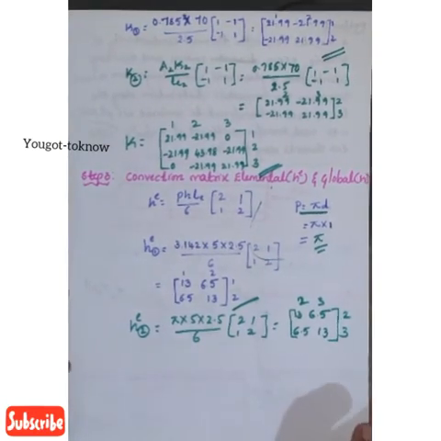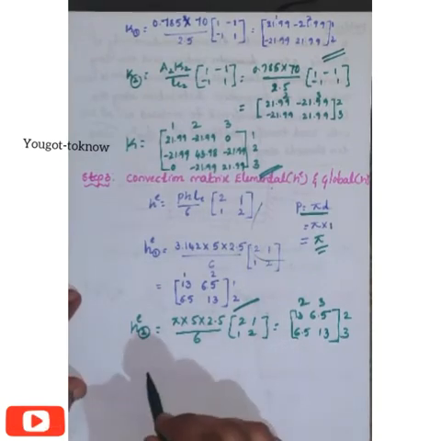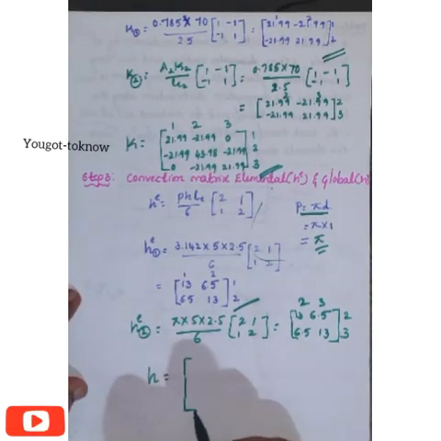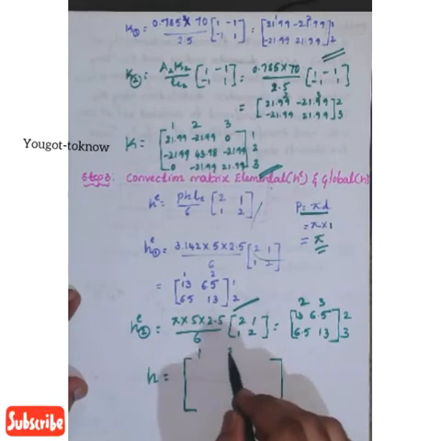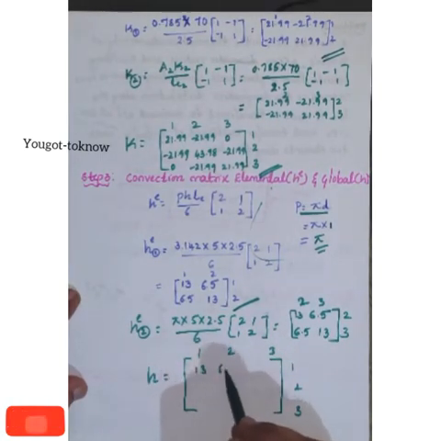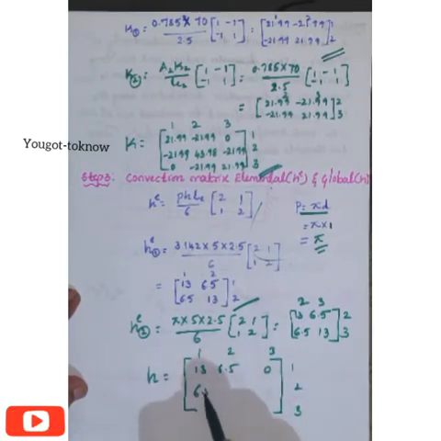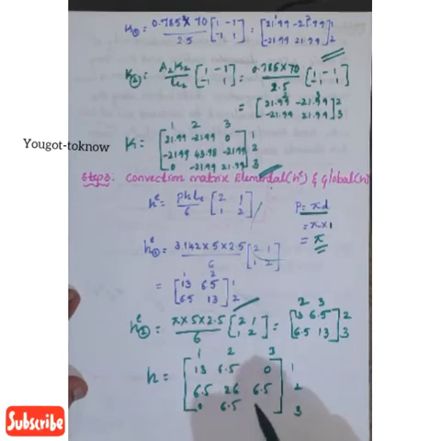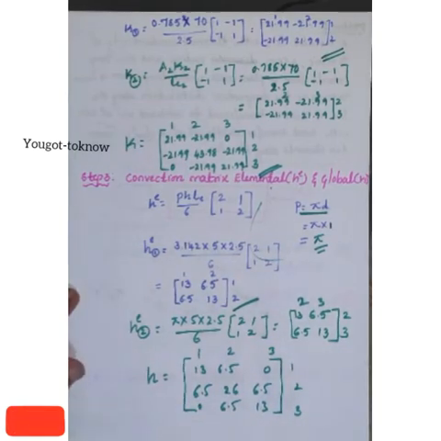Now, after this, you want to calculate the global matrix. How to calculate the global matrix? Once again, H is for how many nodes? 3 nodes: 1, 2, and 3. Now, what is this? 13, 6.5, 0; 6.5, 13 plus 13 which is 26, 6.5; 0, 6.5, 13. If you want, you can check it. You are going to get it like this. This is what you are going to get.